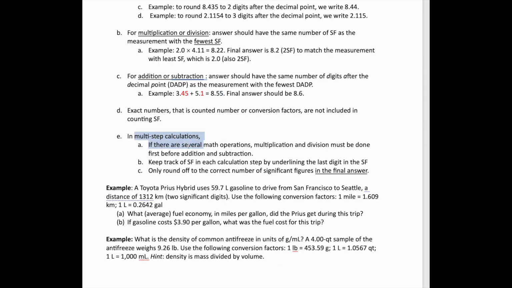When you have multi-step calculations, you don't round them, you just need to keep track. So the rounding only happens at the last step. Okay, so anytime you're dealing with conversion factors, you can just not worry about their effect on significant figures.